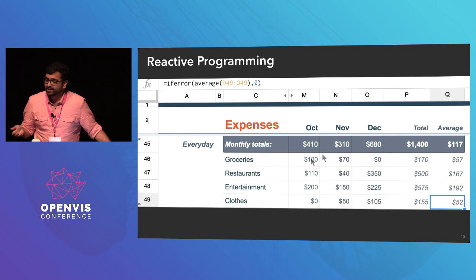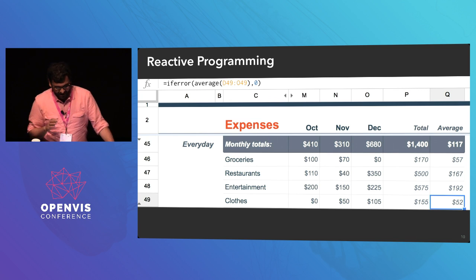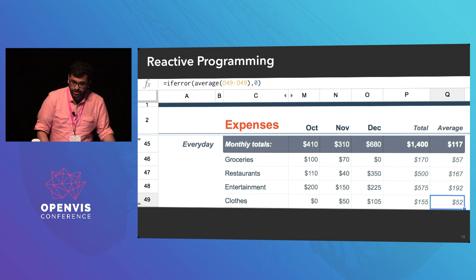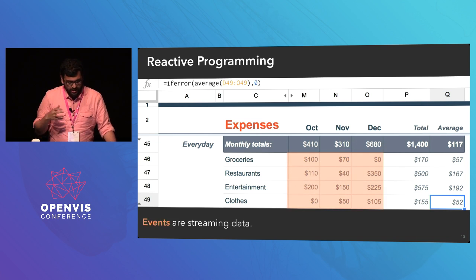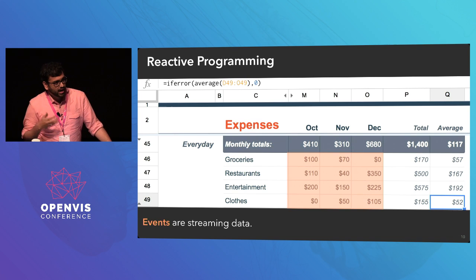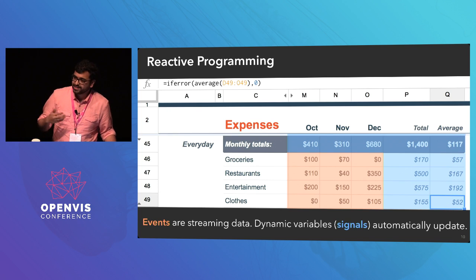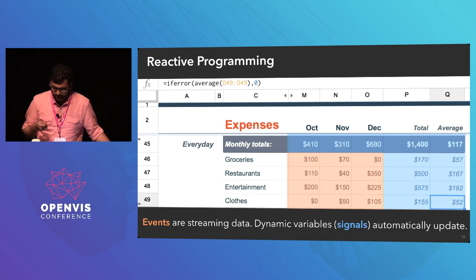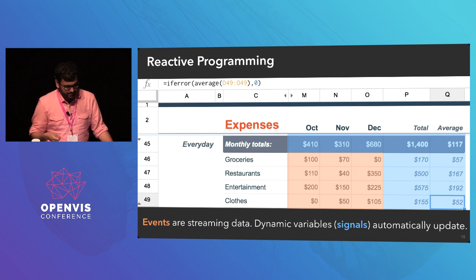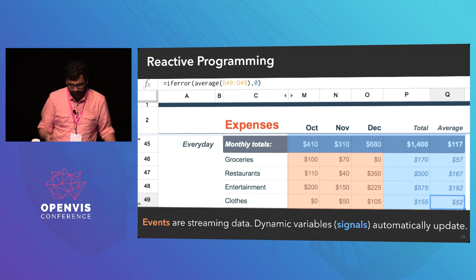Another way of thinking about it is, well, do you ever want to write a spreadsheet with event callbacks? Because I sure don't. That would be a nightmare. And so Vega uses this paradigm in a very similar fashion. So events are our data, and more specifically a form of streaming data. And the formulas are dynamic variables called signals. And these signals automatically update when new events fire. So let's actually look at Vega in more detail now.